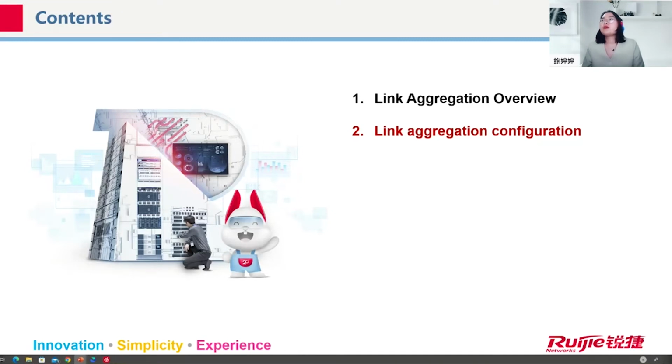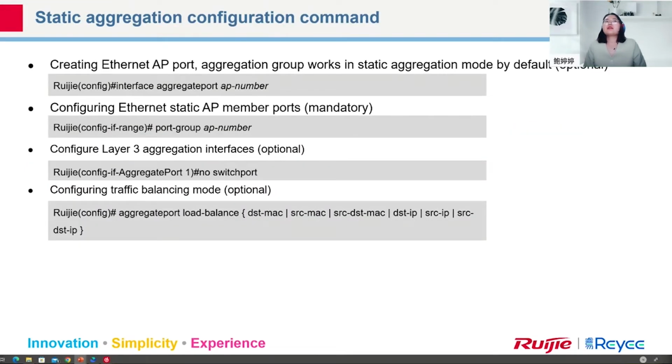And the second one is the link aggregation configuration. The static configuration is here. First, we have to create the Ethernet AP port. So pay attention to this one. This AP is aggregate port, not the AP for WLAN. Okay. And the aggregation group works in static aggregation by default. So if you don't add anything special for dynamic, the default type is the static way, and the command is interface aggregate port and give the port number.